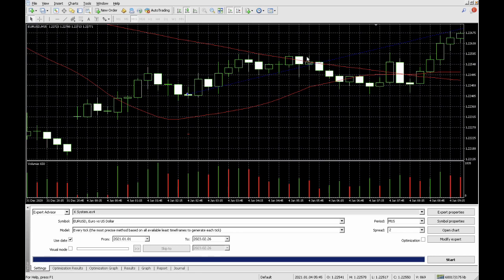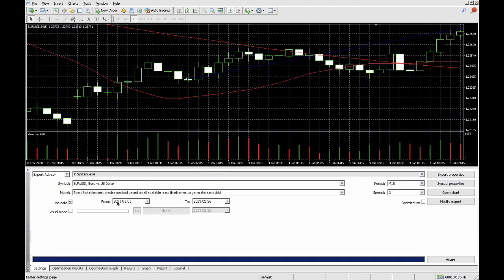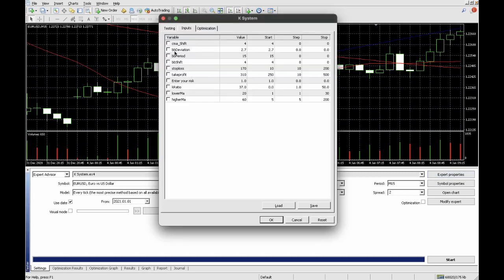So let's look at the performance of this strategy. I did a quick backtest of the strategy from the 1st of January 2021 down to 2023, which is the current date. The time frame is M15. I'm currently using a spread of 2, and if we go over the expert properties here, please kindly ignore these first 4 properties as they don't belong to this trading strategy. I'm going to explain that when we go over the code.